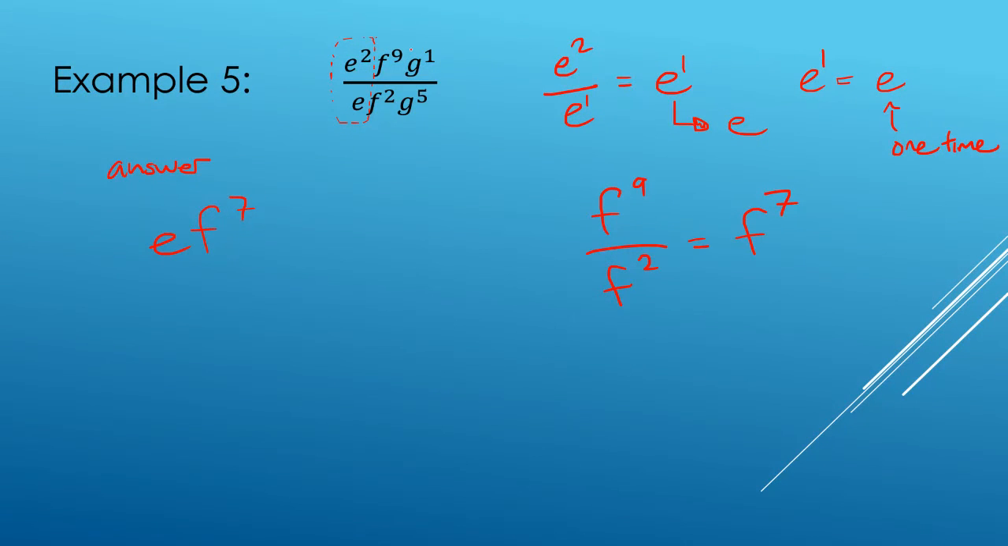Let's do f's. F to the 9 over f to the second. Top minus bottom is f to the 7th. Bring that over to our answer. F to the 7th. Now the g's. We've got g to the 1 over g to the 5th. 1 minus 5, that's negative 4. So g to the negative 4. Okay. And there's our final answer.